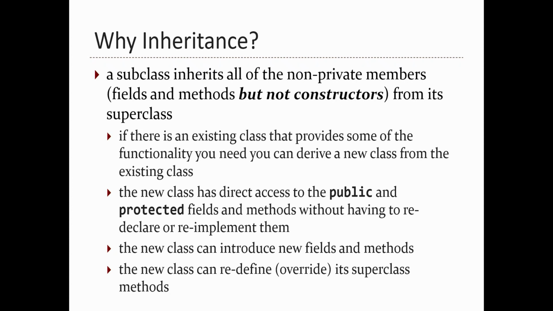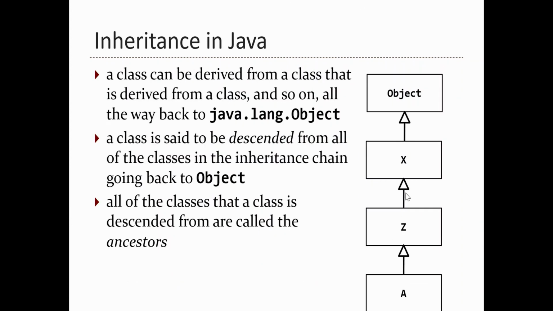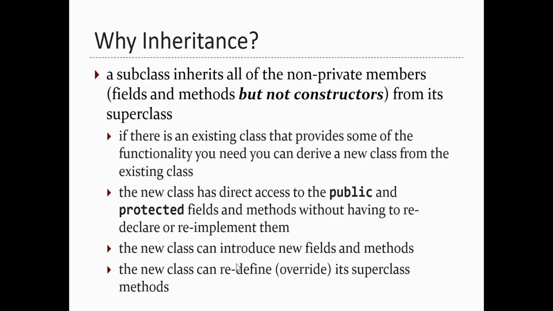So if X defines a constructor here, Z does not inherit X's constructor. And A doesn't inherit Z's constructor either. All right, so if you have an existing class that provides some of the functionality that you want, you can derive a new class from the existing class. If you can arrange to do so, this often saves you a lot of work.